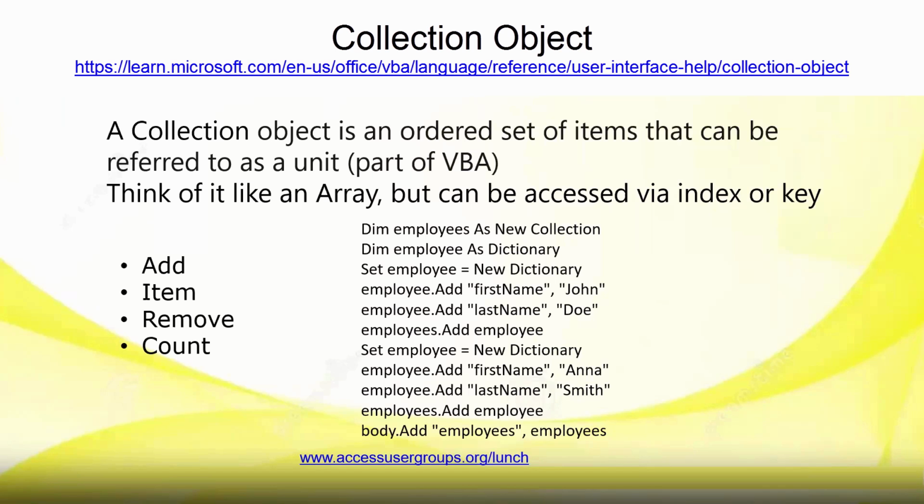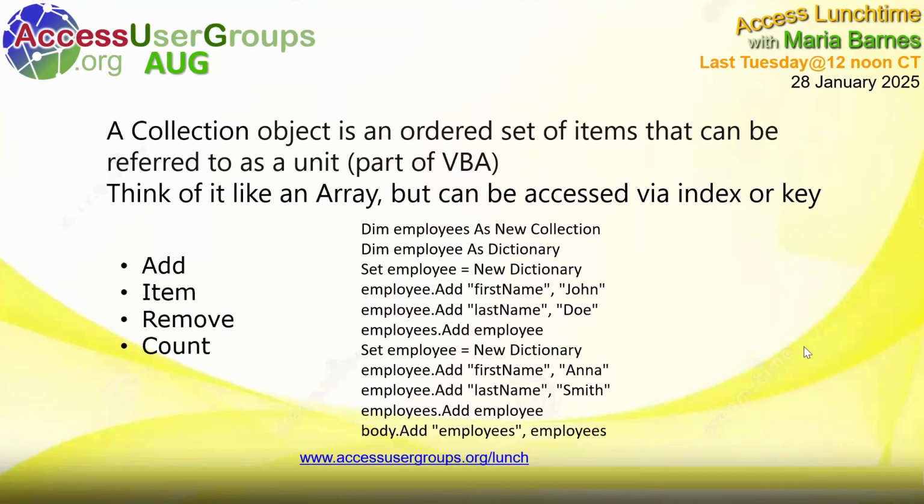about collection objects. But a collection is simply an ordered set of items that can be referred to as a unit. Again, it's part of VBA. You can think of it like an array, but it can be accessed either via an index or a key. And similar to dictionaries, it has various methods. It again has an add, it has an item, it has a remove, and it has a count. And a count will give you the number of items. And think of it as the items being the objects in the array.